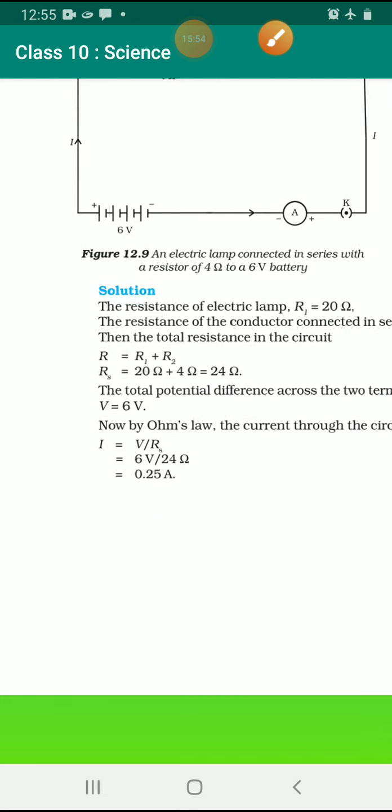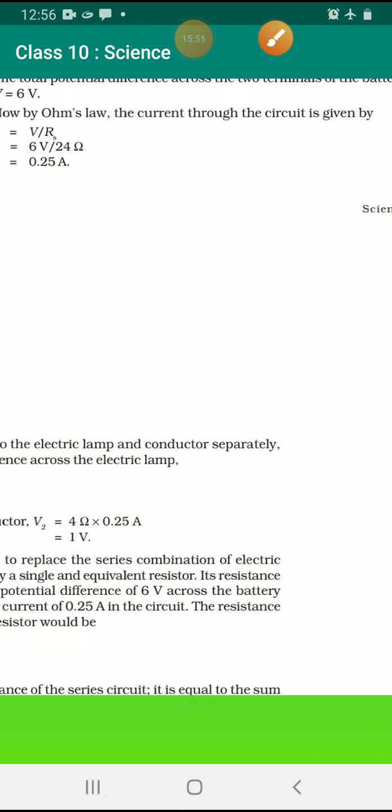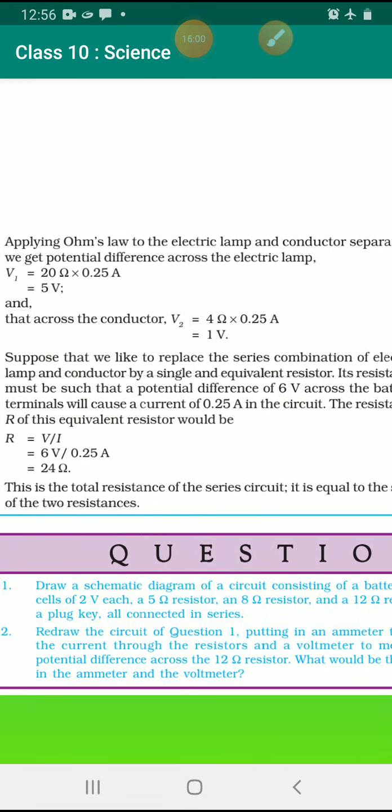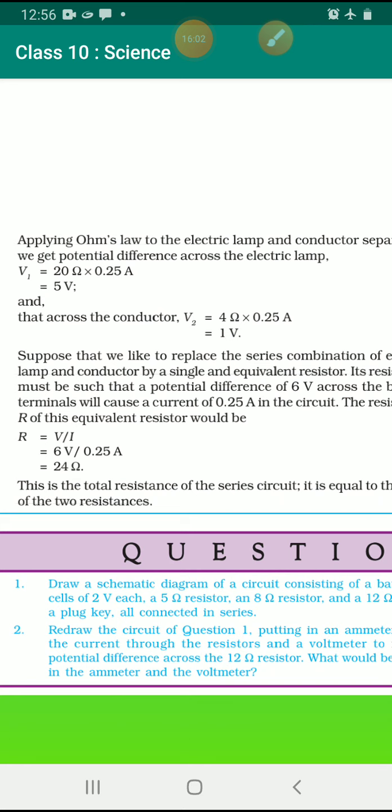And next we shall see, applying Ohm's law to the electric lamp and conductor separately, we get the potential difference across the electric lamp.